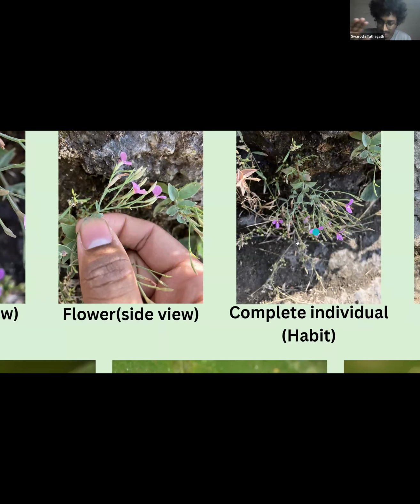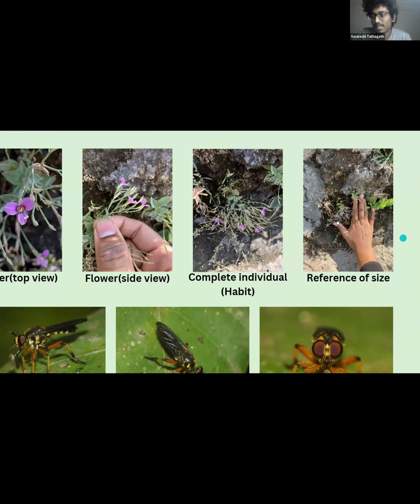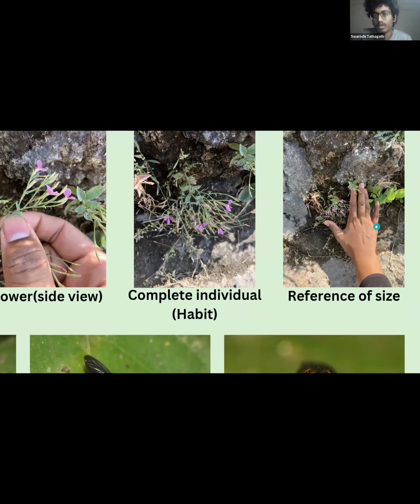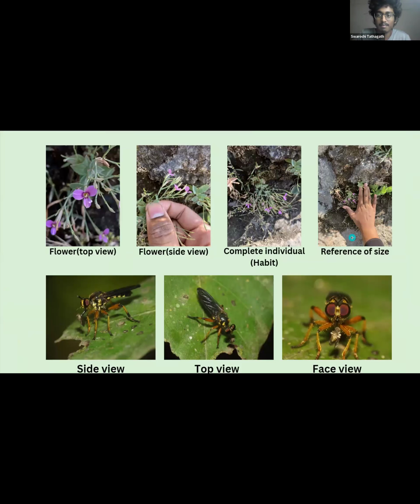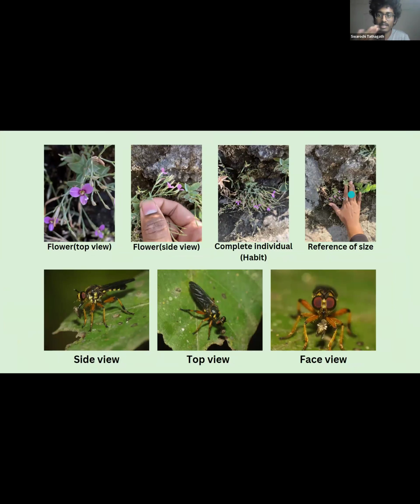If this plant were a big tree, I'd walk back and try to get a photo showing the whole tree from top to bottom. Okay. And for reference of size, I'm just keeping my hand here. You can put a coin, you can carry a pen, something like that. Okay. So this can be done with plants in a reasonably good way.